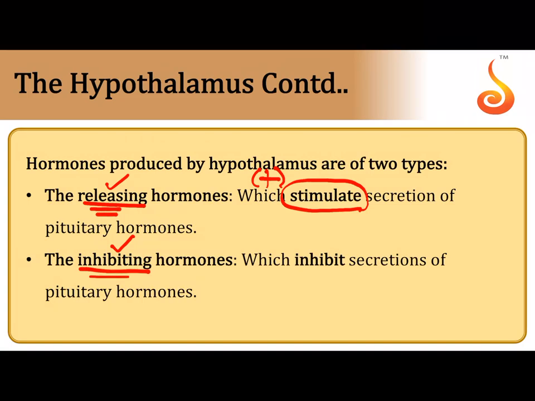Inhibiting hormones will put the pituitary gland to sleep. They will tell the pituitary gland that you don't have to secrete any hormone. So if the hypothalamus is inhibiting the pituitary gland, then it does so by releasing certain hormones called inhibiting hormones. So from the previous slide, it is very clear that the pituitary gland is under the direct control of the hypothalamus.